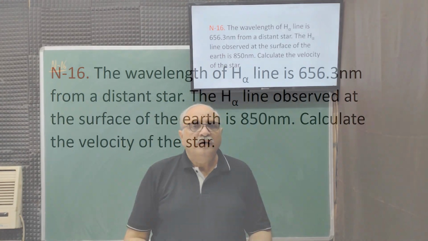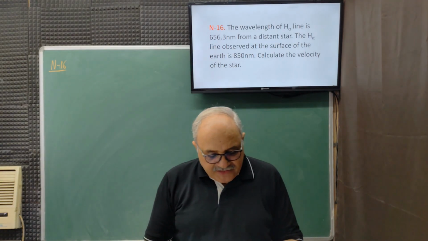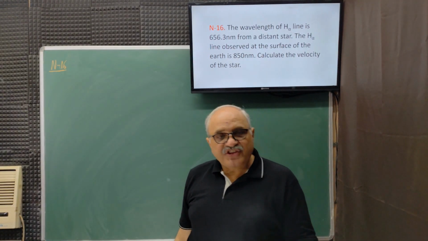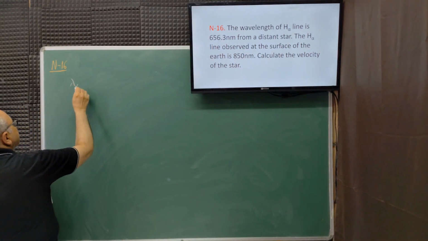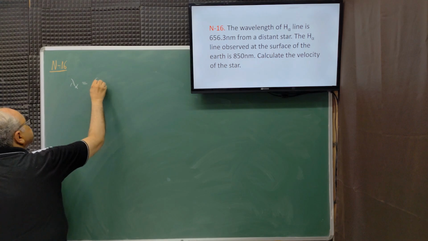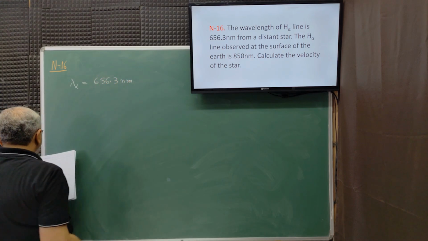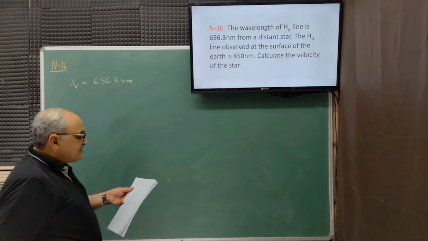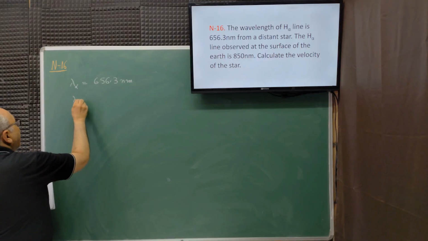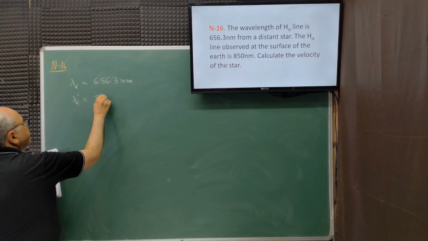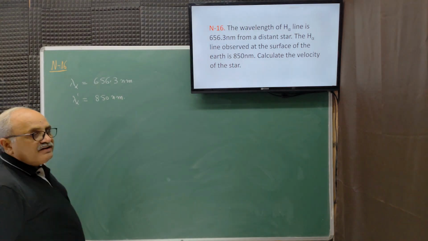Hello students, now let's take the 16th question. In this question they said that the wavelength of the H alpha line is 656.3 nanometer. From a distant star this H alpha line is observed, but it is observed at 850 nanometer. And we have to calculate the velocity of the star.